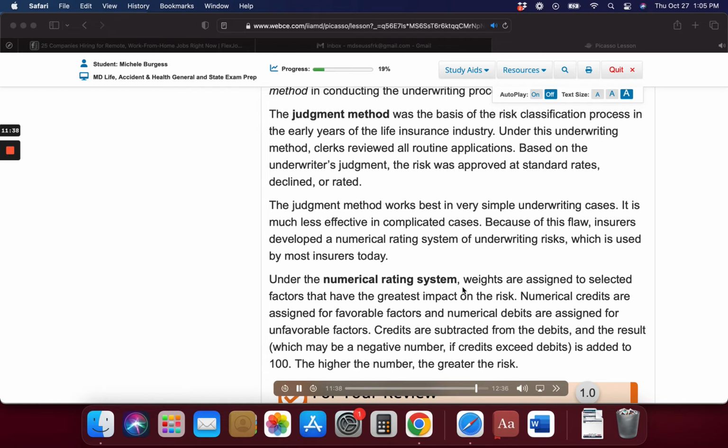Credits are subtracted from the debits, and the result, which may be a negative number if credits exceed debits, is added to 100. The higher the number, the greater the risk. For your review.